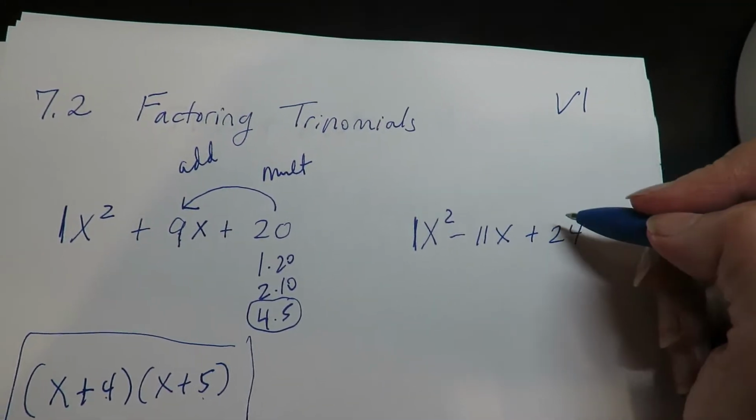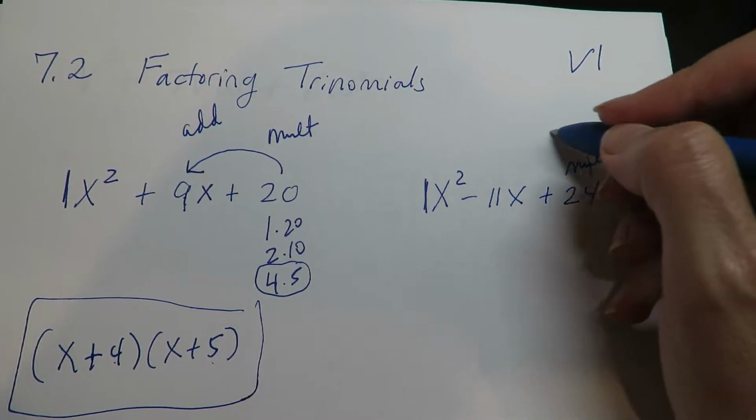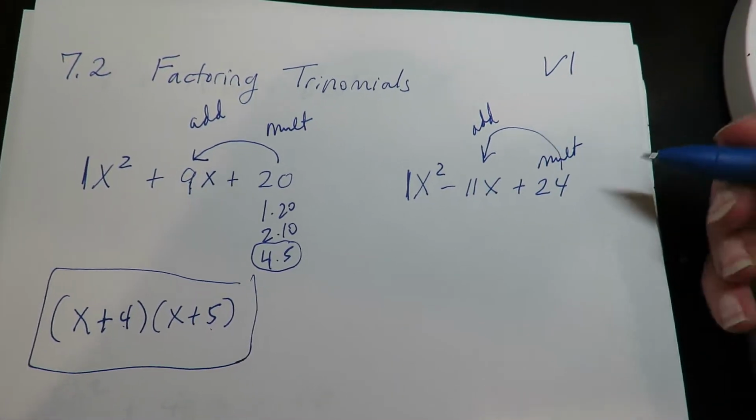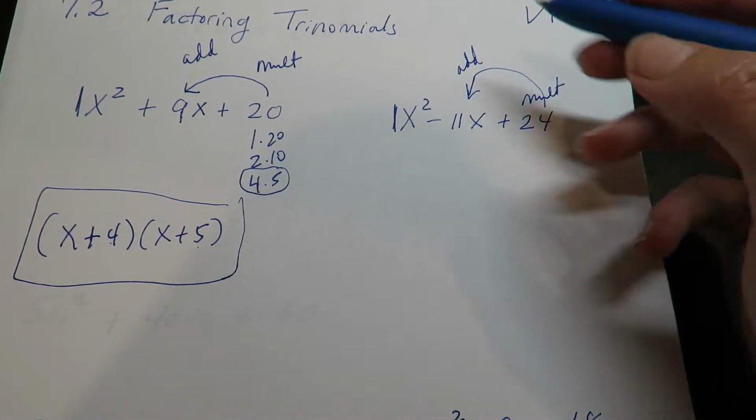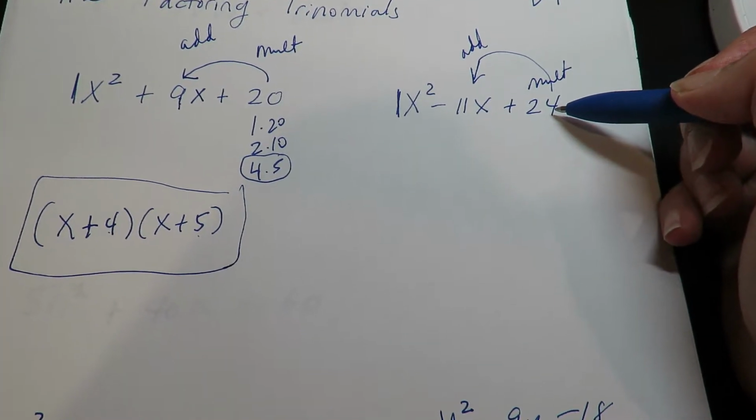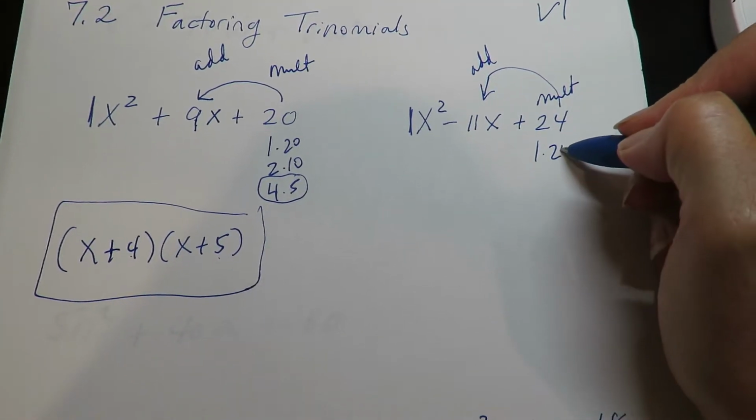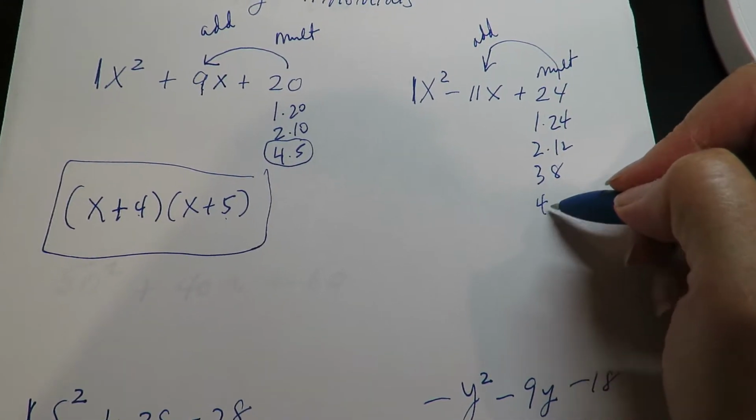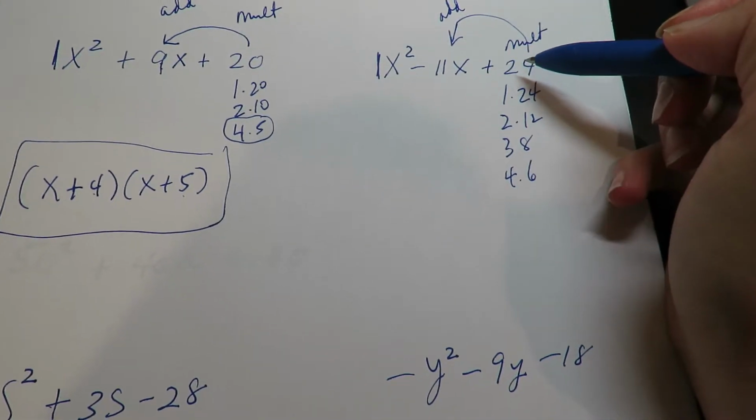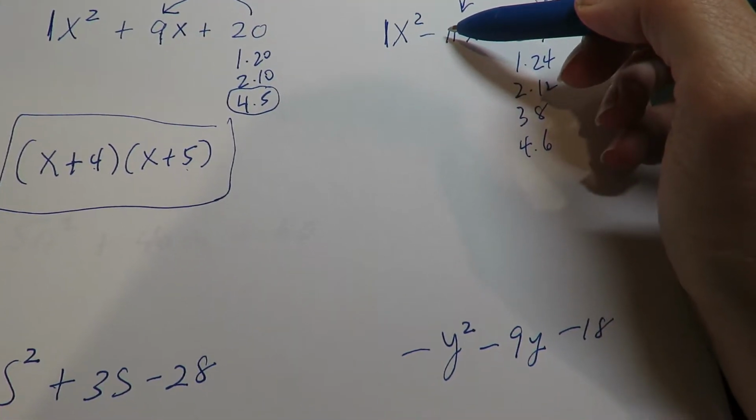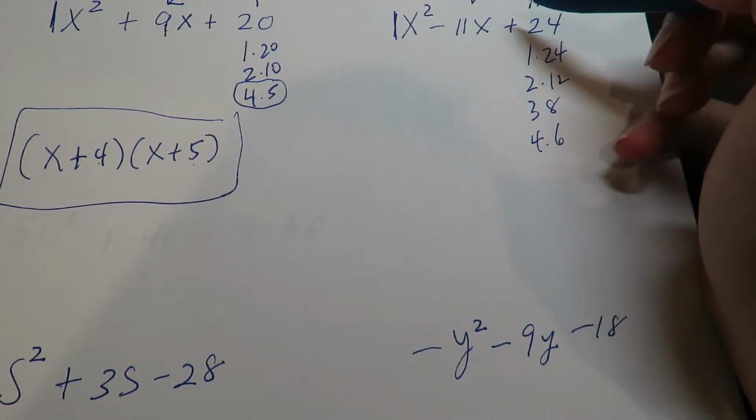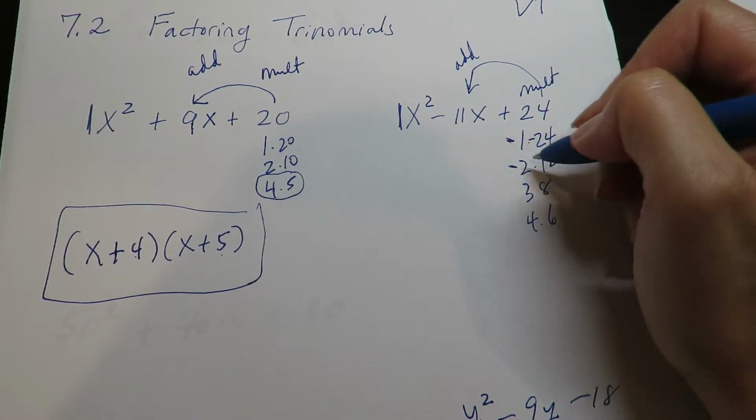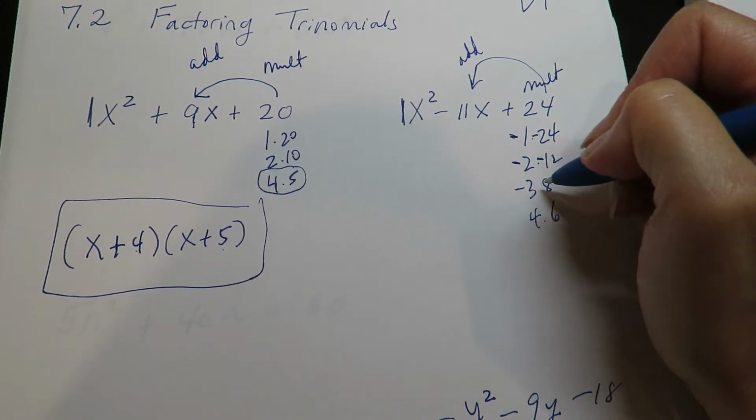Okay, let's try this again. It's got to multiply to a positive 24, and it has to add to a negative 11. Again, when the leading coefficient's a 1, only the back term makes the middle. So the things that make 24 are this. Now the thing here is that it has to multiply to a positive but add to a negative. So the only way that's possible is if you have two negatives, because two negatives will multiply to a positive but add to a negative.